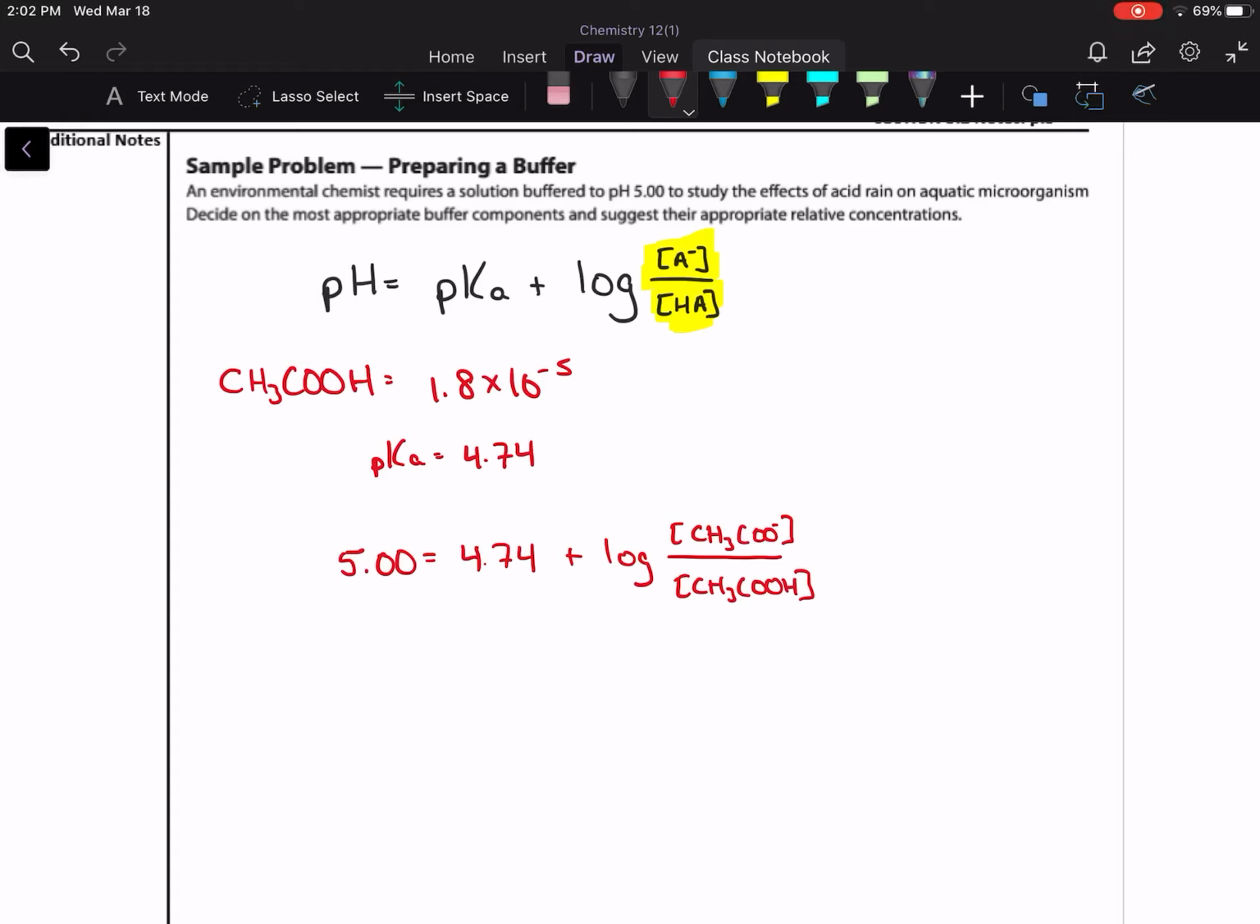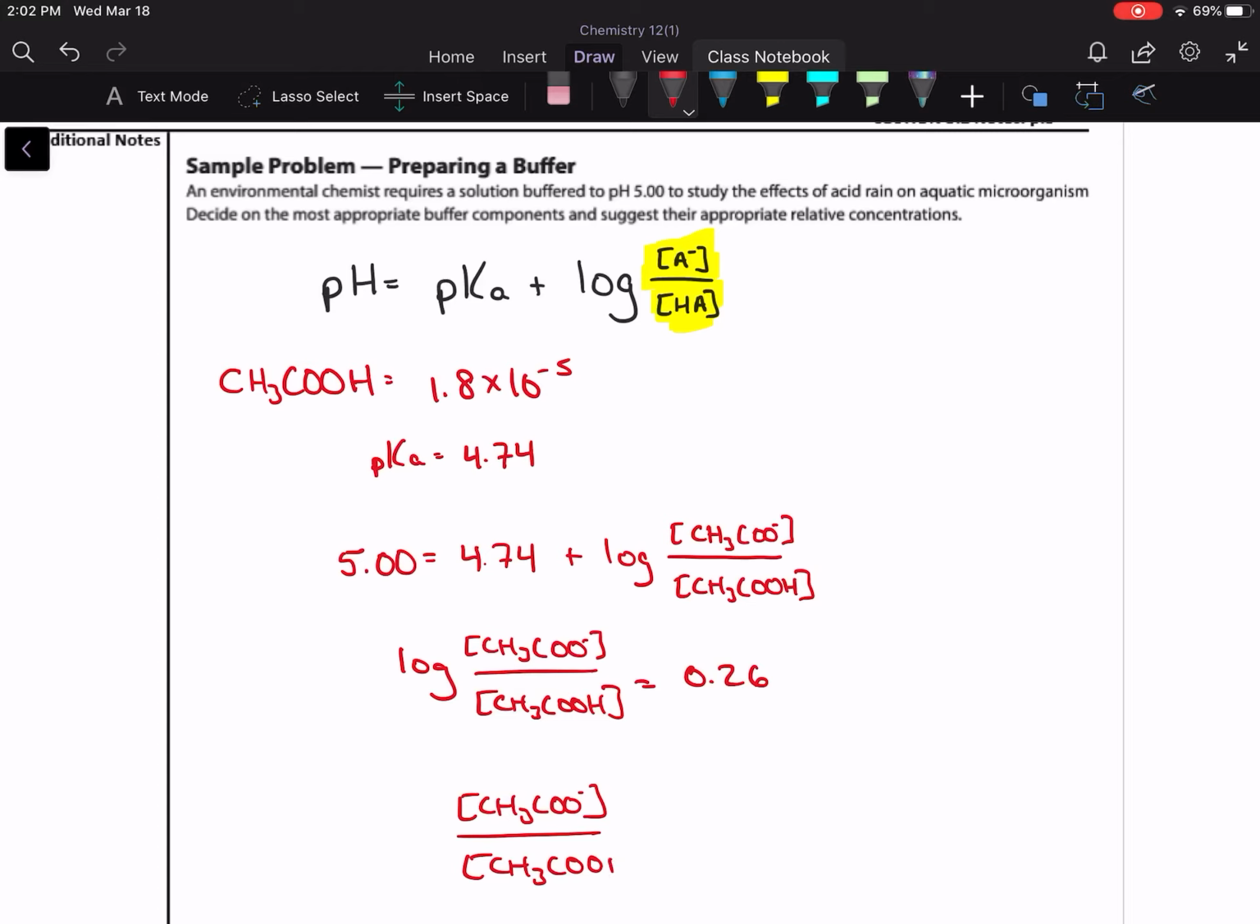Okay, and so then we're going to say that the log of this ratio, again the log of the acetate ion over the acetic acid concentration, is equal to 0.26. Okay, so in order to solve for this ratio, we're going to change from log form into the power form. So this ratio should be equal to 10 to the power of 0.26.